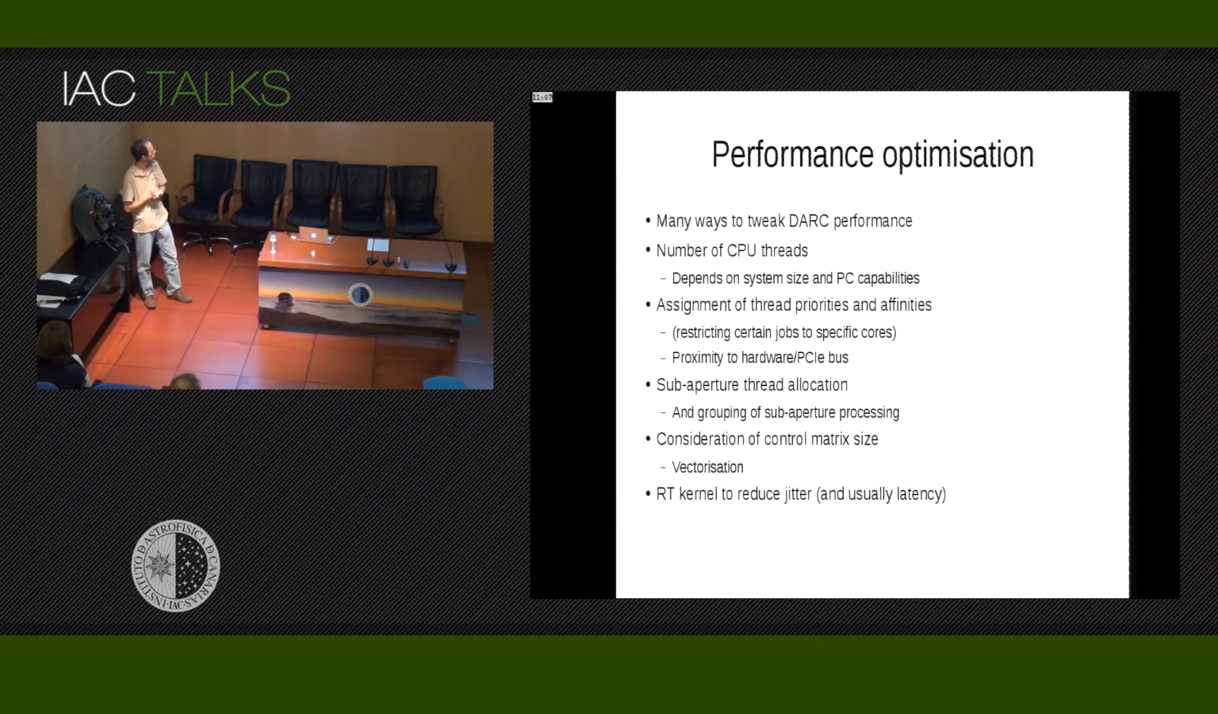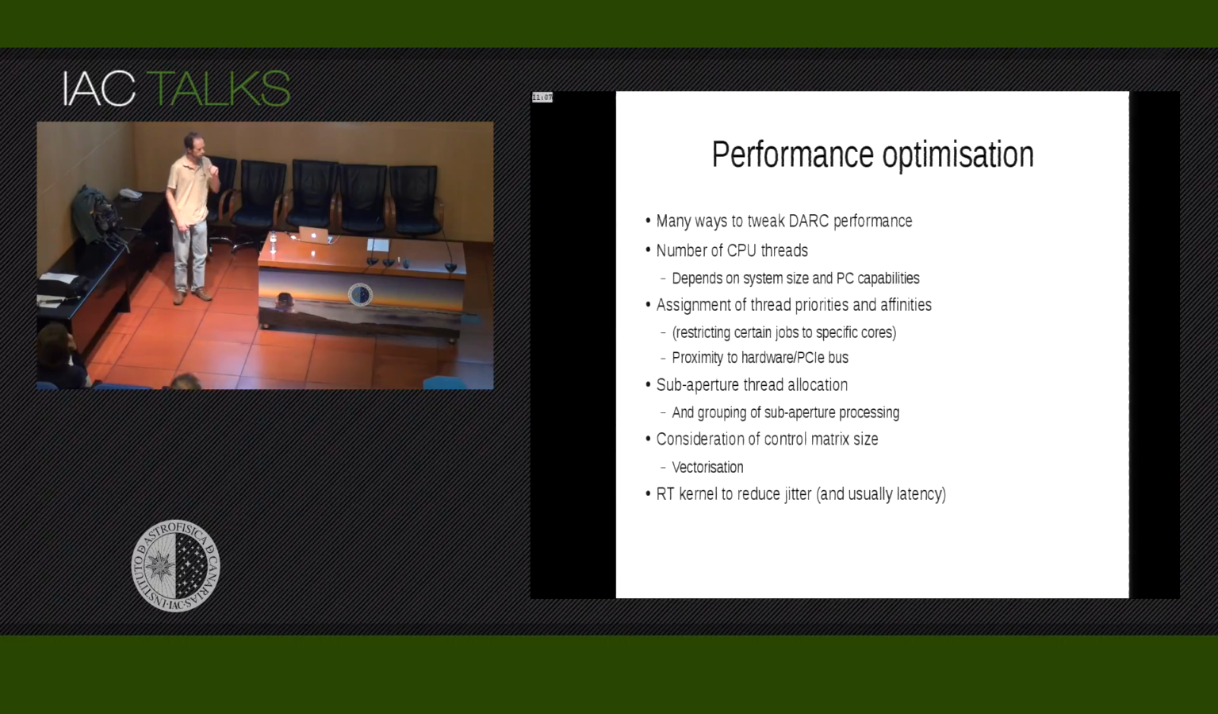If you consider your control matrix size, if you make your number of subapertures a multiple of 4, for example, it means your code will vectorize much more nicely. So you might have to add some additional rows to the control matrix so that it can vectorize. Though, of course, if you're doing that, I would say you're probably better just buying a slightly faster computer, because it's usually easier. And, of course, you can use a real-time kernel, which will reduce jitter.